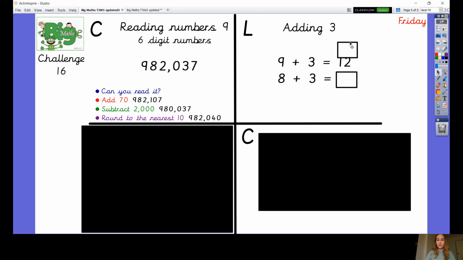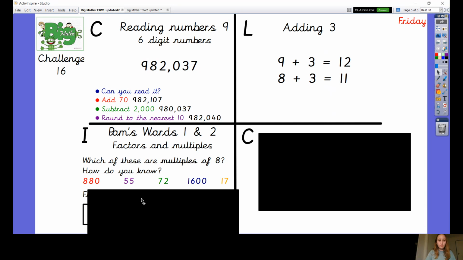Okay, so we've got 9 add 3, which equals 12, and 8 add 3, which equals 11. I wonder how you're getting on with remembering those. Okay, so for It's Nothing New today, we are looking at Pom's words, just like yesterday, focusing on the words factor and multiple. Those are 2 important parts of our maths vocabulary.